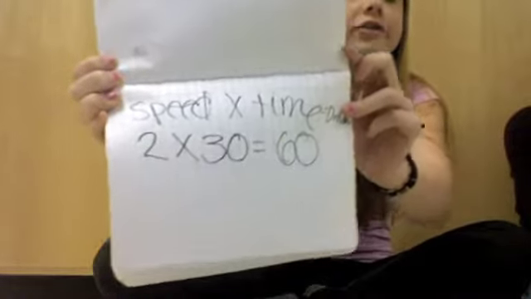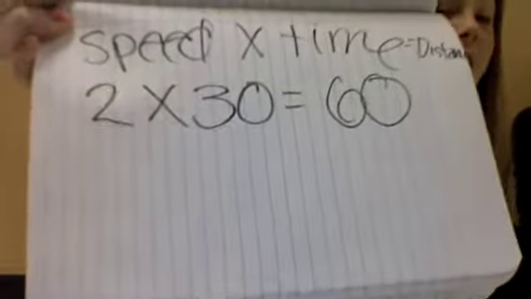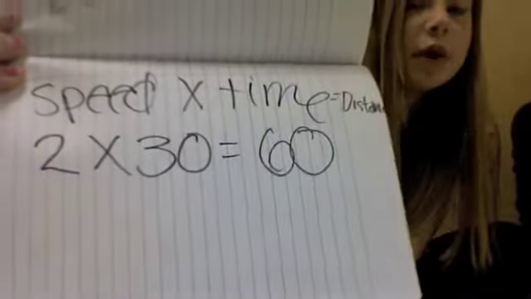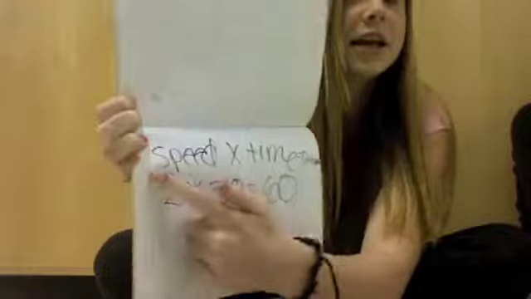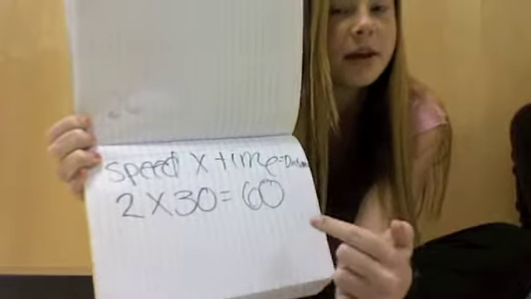Same scenario as the other equation, but a little different because we do speed times time. Because she's going 2 miles an hour. Oh my god, that's the wrong equation. Oops! I meant speed times time equals distance. She's going 2 miles an hour and it takes her 30 seconds. What's the distance? You can figure it out using this equation. 2 times 30 equals 60. Speed times time equals distance.